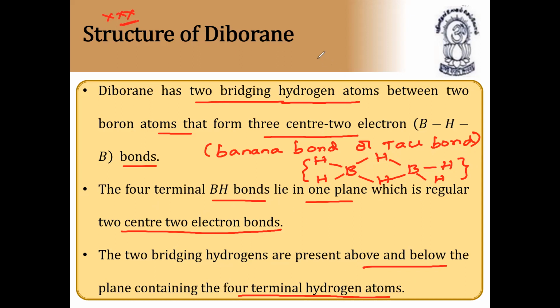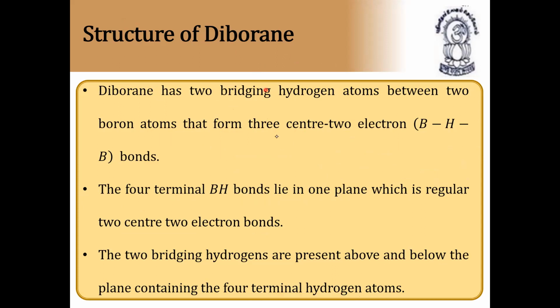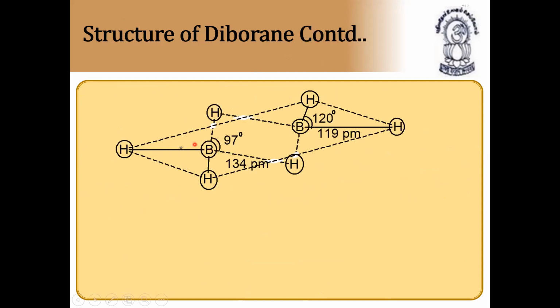Very, very important: it contains a three-center, two-electron bond. The terminal B-H bonds lie in one plane, and these are regular two-center, two-electron bonds. In this, the boron undergoes sp3 hybridization. So this is the structure.